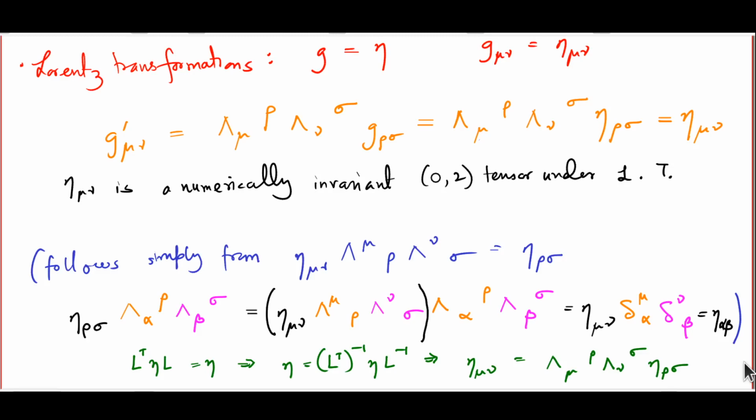From this point on, you should be able to show very easily that in terms of components, this means eta mu nu equals lambda mu rho, lambda nu sigma, eta rho sigma, where the two lambdas are actually the covector transformation coefficients. You should be able to figure this out pretty easily. So let me just leave that as an exercise at this stage.